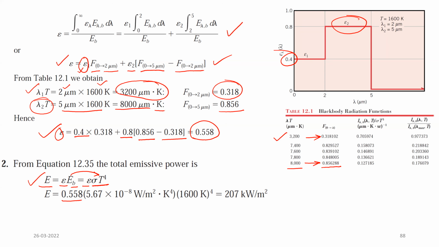So 0.558 is the total value of the emissivity, multiplied by 5.67 into 10 raised to the power minus 8 watt per meter square Kelvin raised to the power 4. This is the value of sigma, which is nothing but Stefan-Boltzmann constant, multiplied by 1600 Kelvin raised to the power 4, and the answer comes out to be 207 kilowatt per meter square.